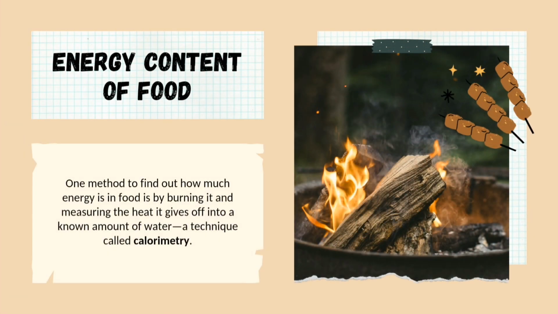But how do we actually find out how much energy is inside a food item? No, we don't taste it. Scientists use a method called calorimetry. In this method, food is burned and the heat produced is used to heat a known amount of water. The rise in water temperature tells us how much energy the food had. Basically, the hotter the water becomes, the more energetic the food was, just like some foods make you hyper.